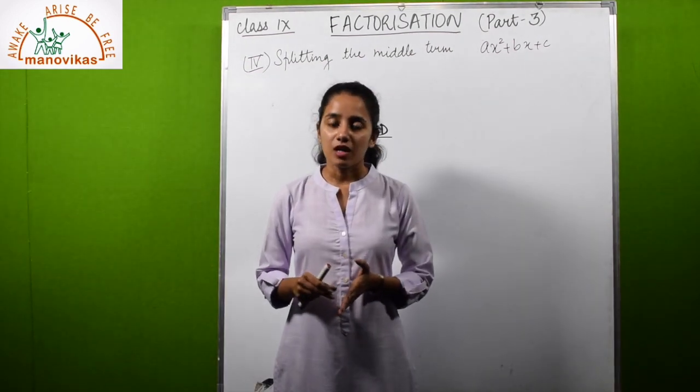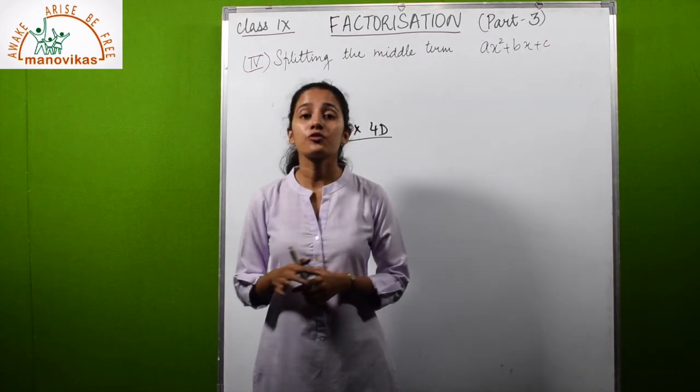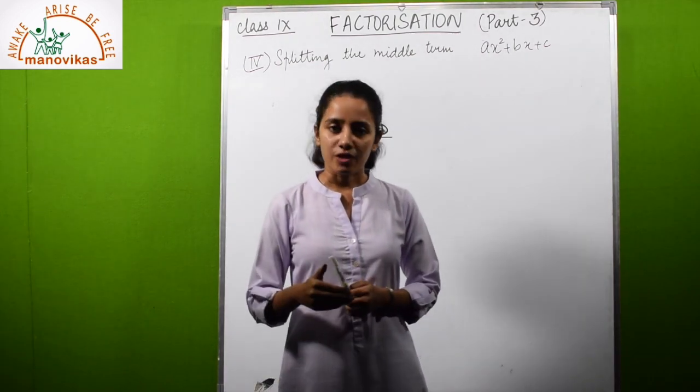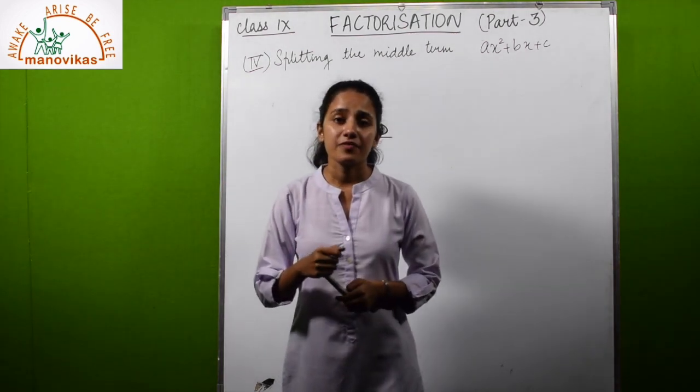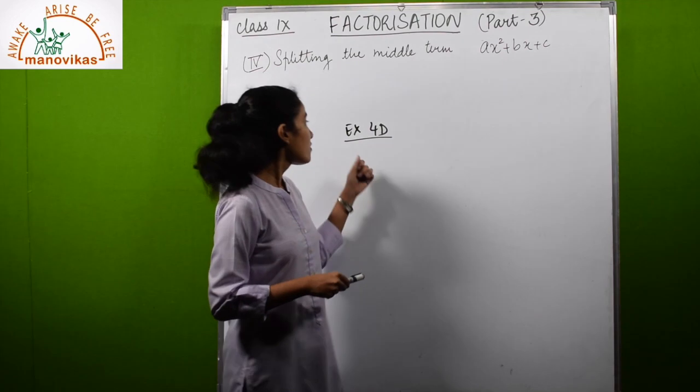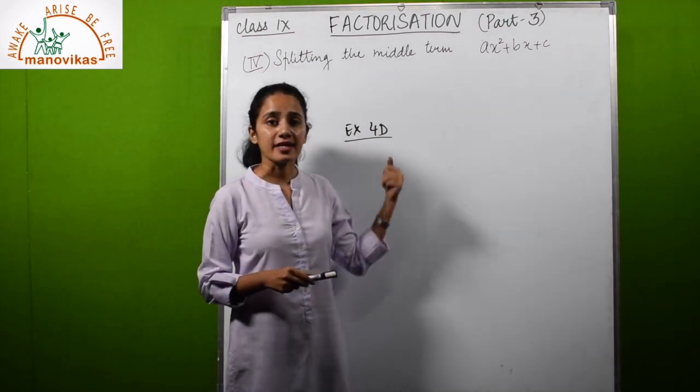Today we have learned how to factorize an algebraic expression by the method of splitting the middle term. So based on the examples that we have solved today, try to solve the remaining problems from exercise 40.